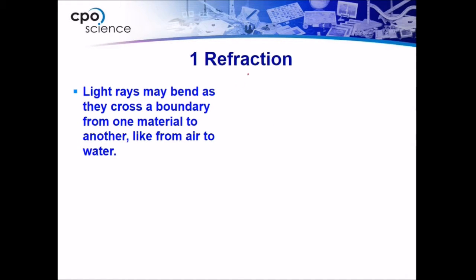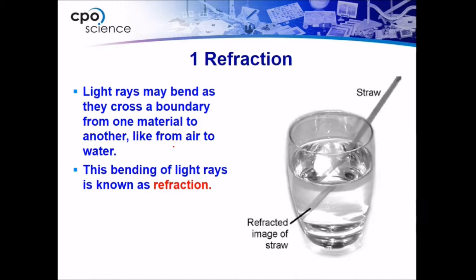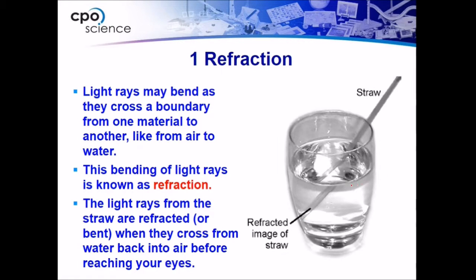Now coming to refraction. A light ray may bend as it crosses a boundary from one material to another, like from air to water. The bending of a light ray is known as refraction. This is how you see your straw from outside, because this is the refracted image of the straw. You see, it is bent inside the water. So the light rays from the straw are refracted or bent when they cross from water back into the air, because when it reaches your eyes, it seems bent.